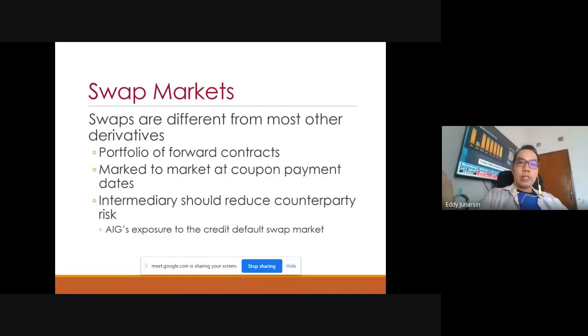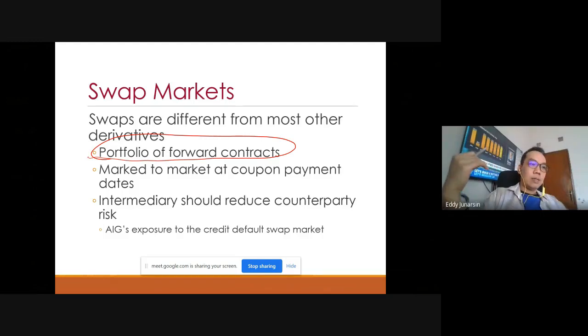So swaps markets and the swaps contracts are quite different from other types of derivatives like options or forwards or futures, because swaps contracts are essentially a portfolio of successive forward contracts. So you can imagine a portfolio of forward contracts. It's like a series of forward contracts that is actually equivalent to the swaps contract, because we are essentially exchanging the specific obligations, maybe the interest payment of a certain debt or something like that.